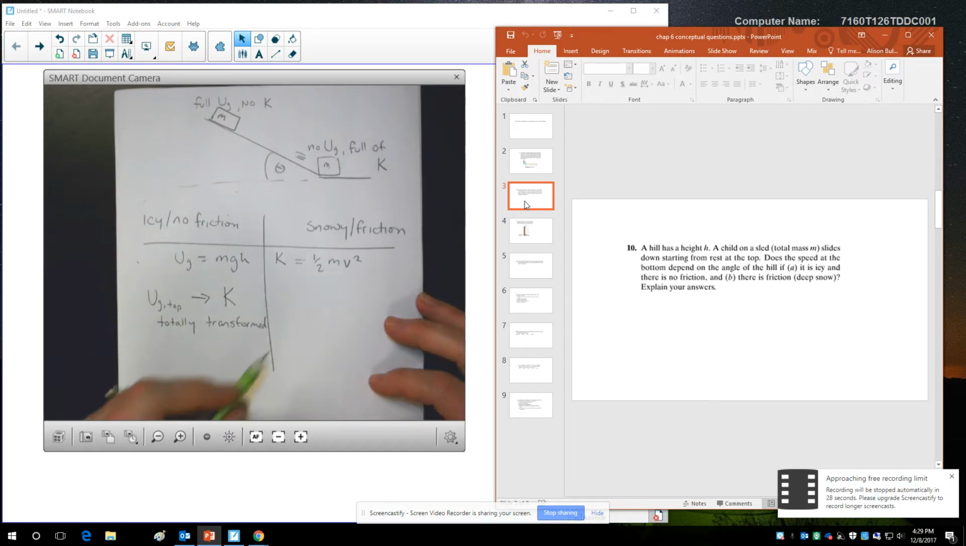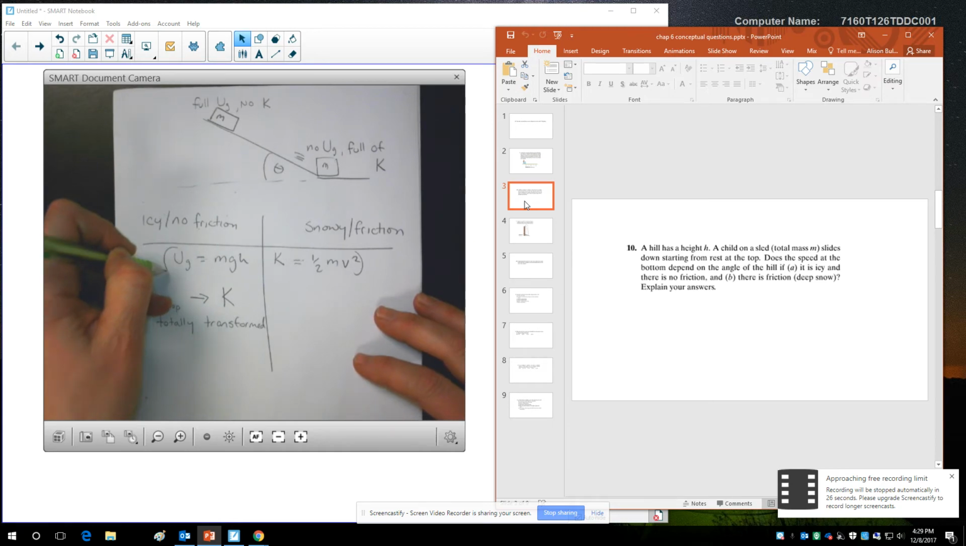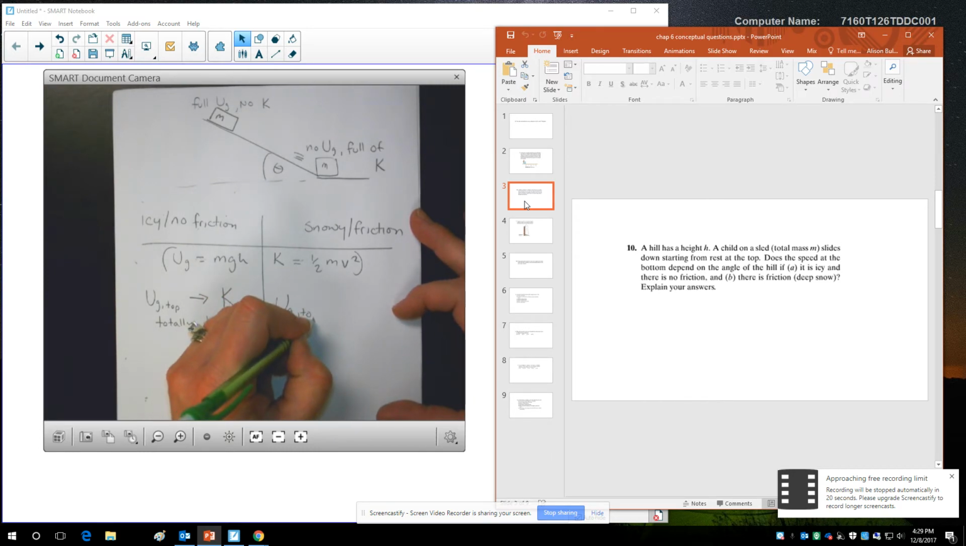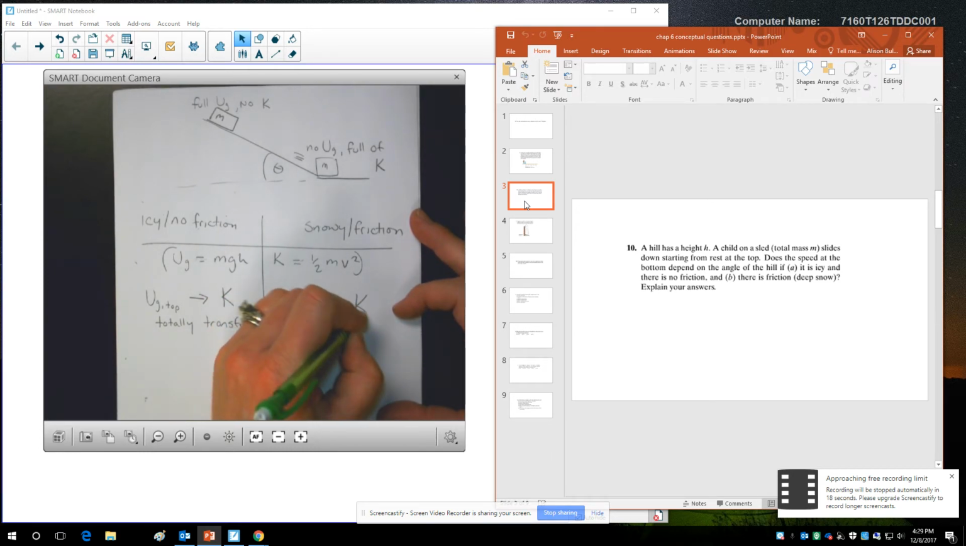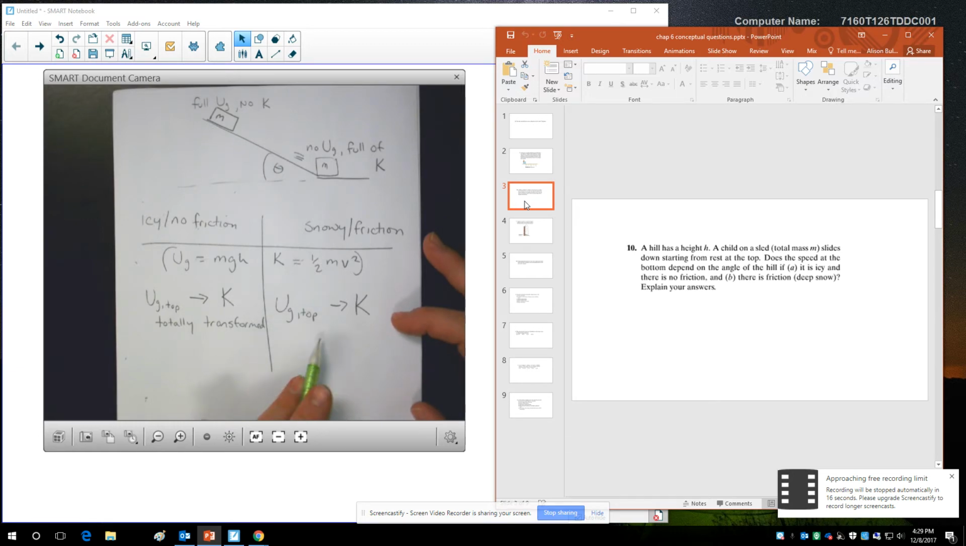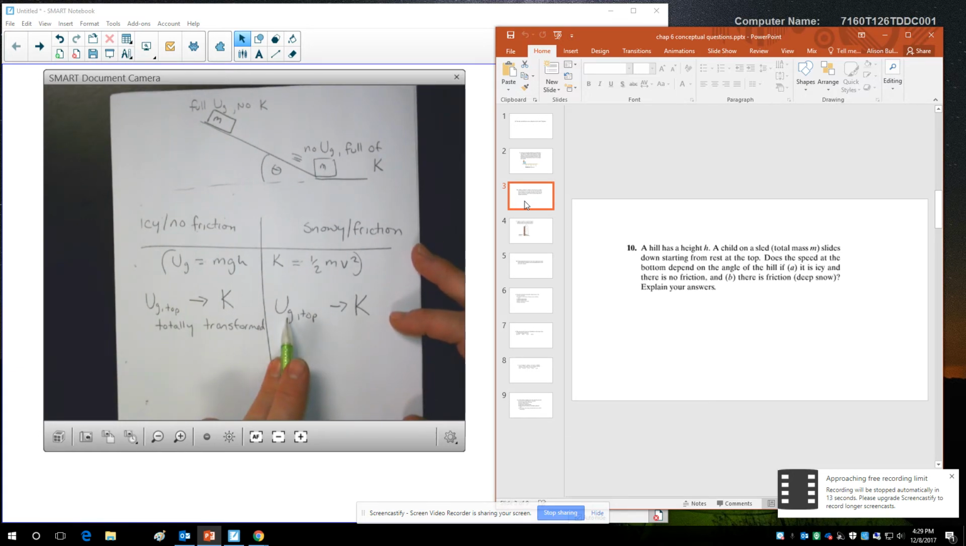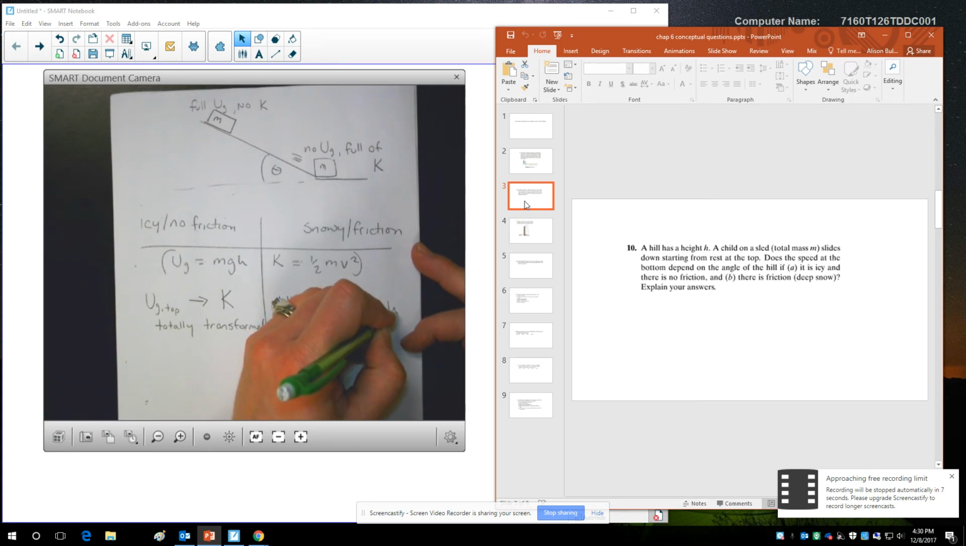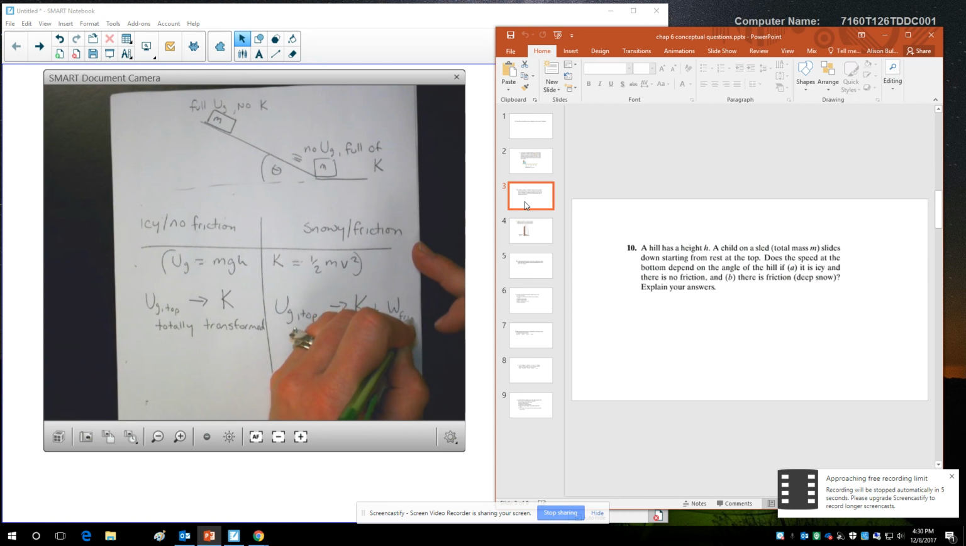In the case of friction, we have to think about how the gravitational potential energy at the top gets transformed into kinetic energy, but there's friction involved in this transformation. So some of that gravitational potential energy gets sort of sidetracked into work done by friction, which causes the kid and the sled to heat up.